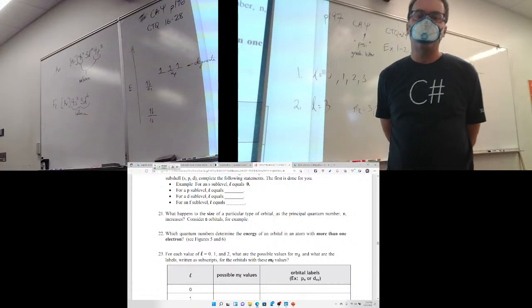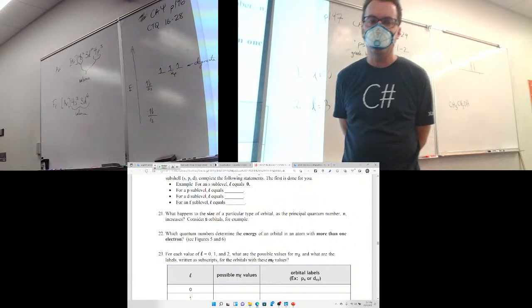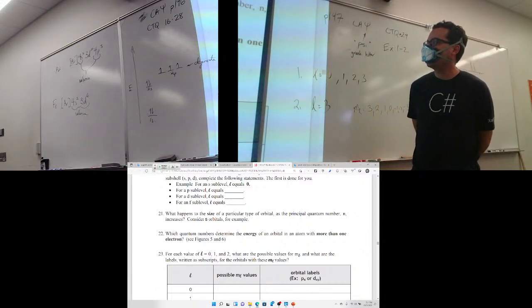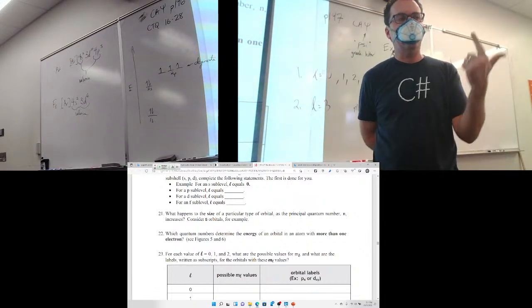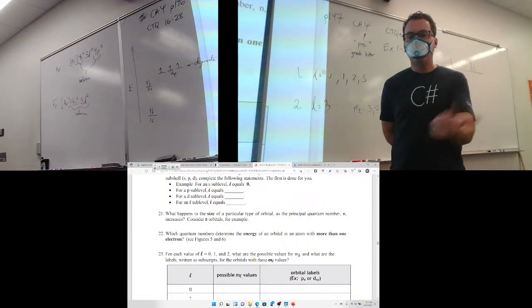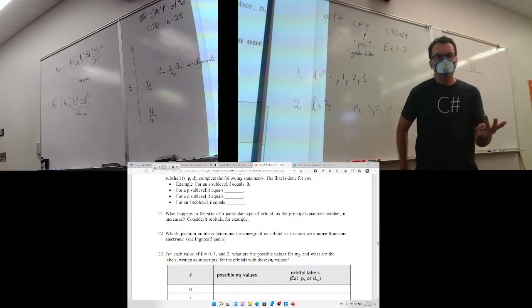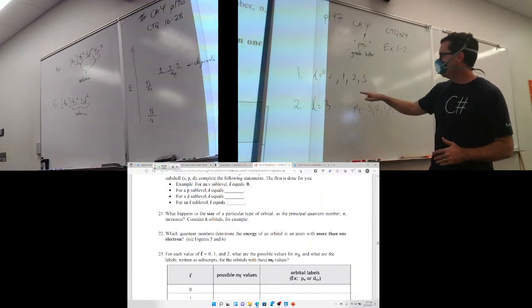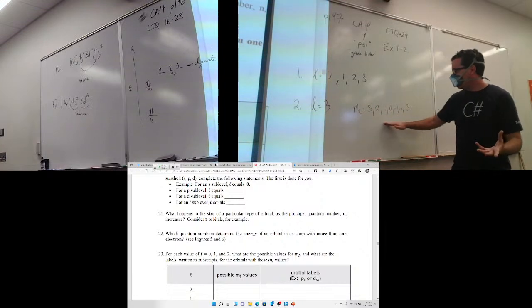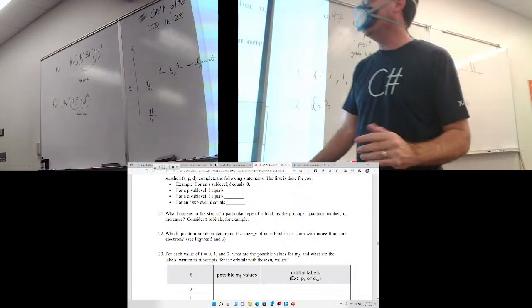Which quantum number determines the energy of an orbital in an atom with more than one electron? The quantum numbers that tell you the energy are going to be both N and L, right? N is the shell, L is the subshell. You need both to get the full picture of the energy. M sub L is not going to tell you anything, because within a subshell, for example subshell 3, which is an F orbital, there's going to be 7 F orbitals, but they'll all be degenerate. They'll all be the same energy. So M sub L doesn't tell you the energy, okay?